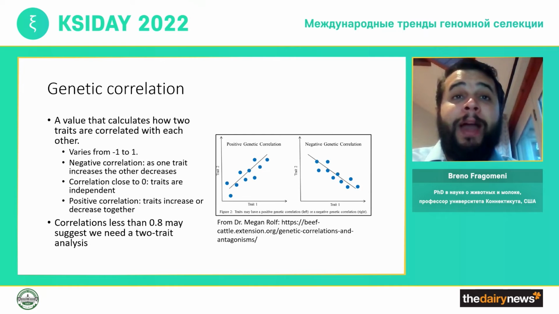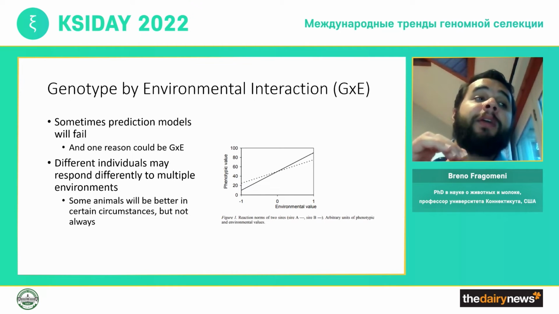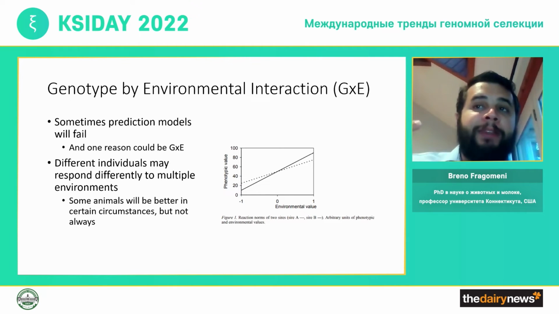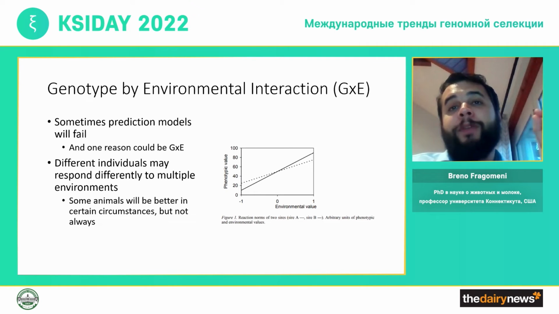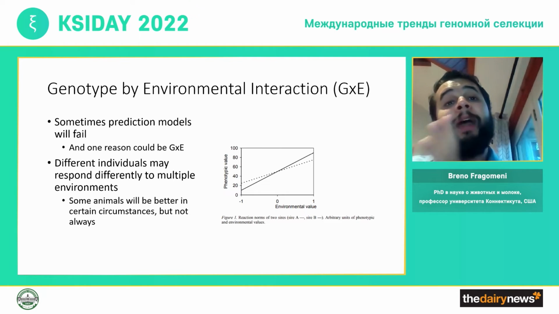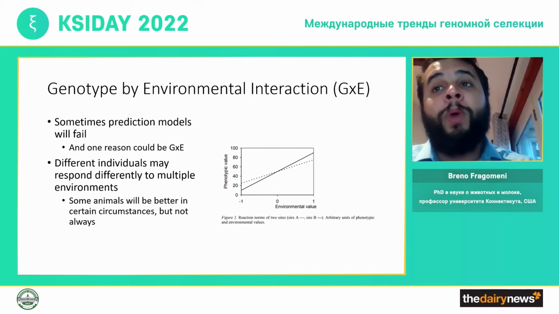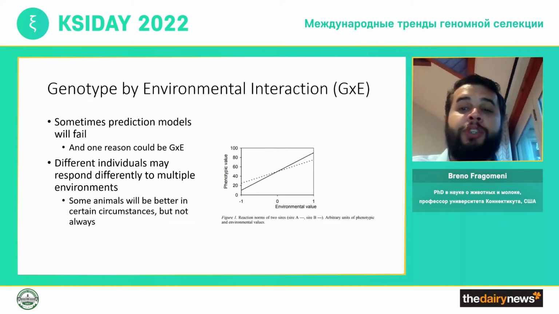The main thing with G by E is that it's not that animals are going to be affected by the environment, but when the rank of the animals change with the environment, that's when we get mostly concerned about G by E. So when the animal that is the best one in the first circumstance is not the best one anymore, that's when we start getting concerned about G by E.